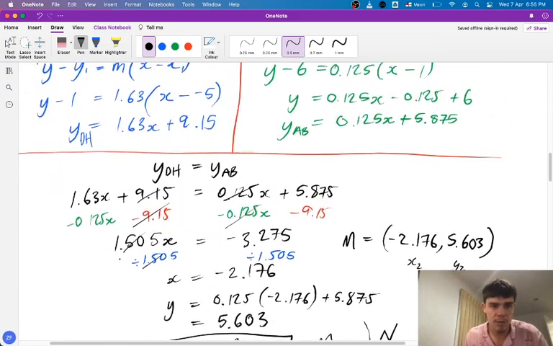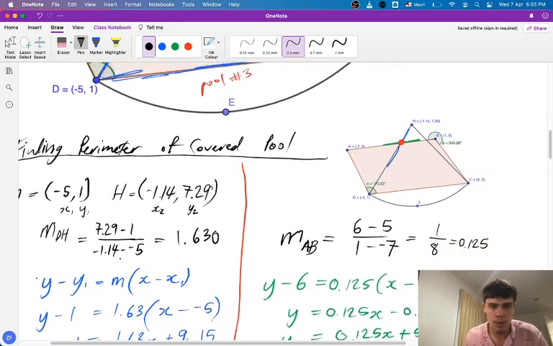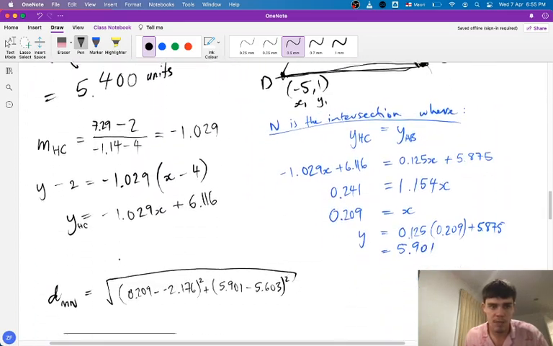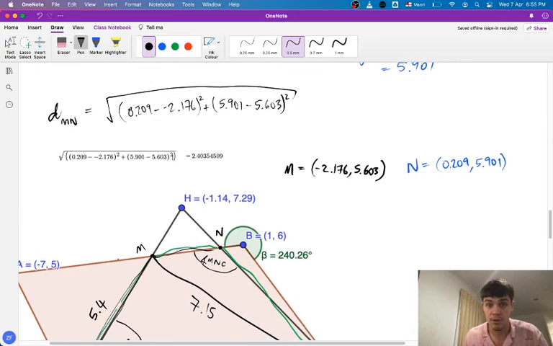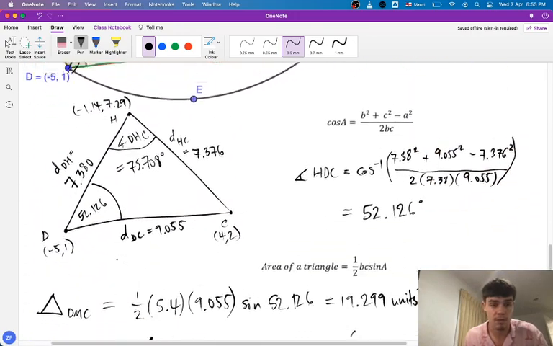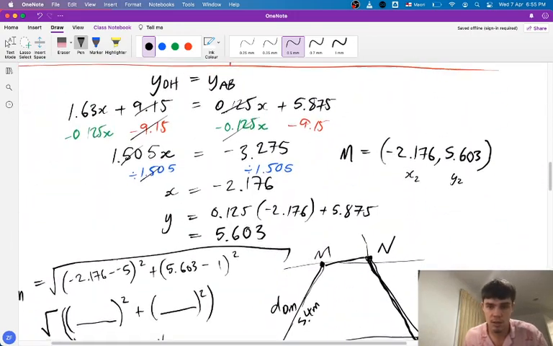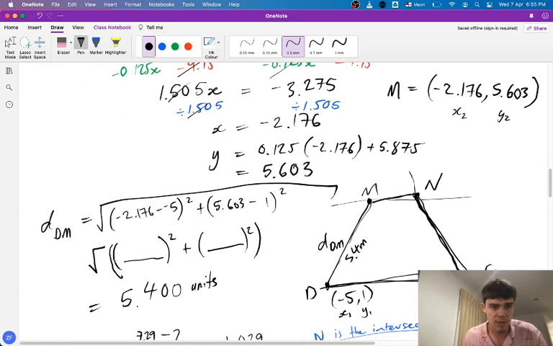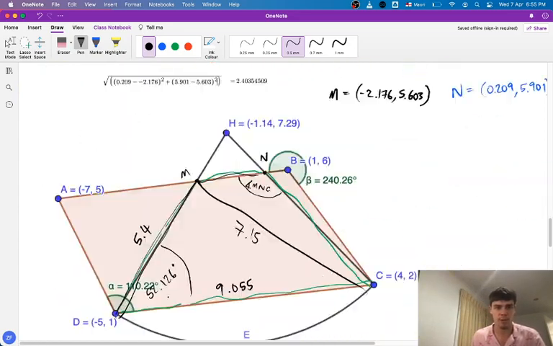Have we found a distance for MD? Let's do it. MD. This is what it's going to be like when you're doing your assignment, by the way. You'll be rushing through trying to find... Do we find the distance of MD? DM. Oh yeah, distance DM, 5.4. Sick.